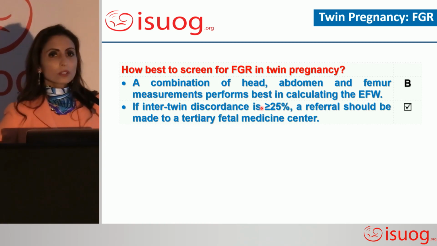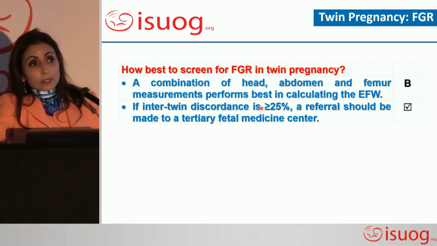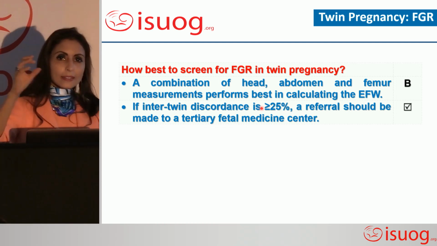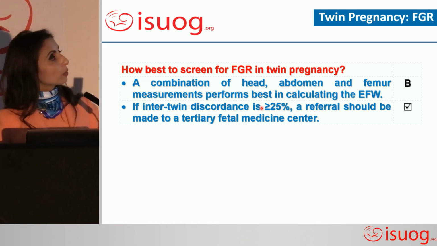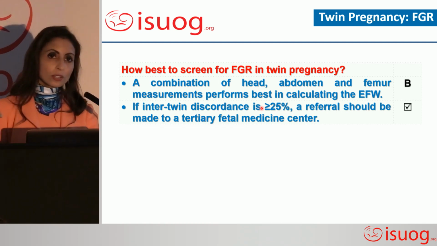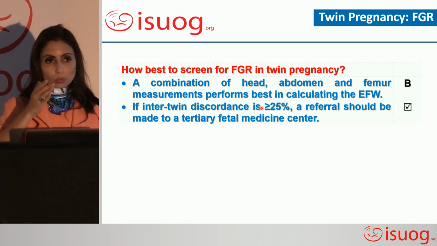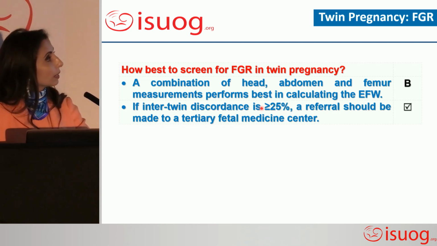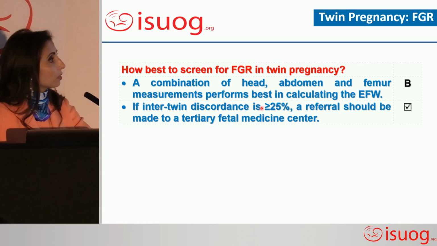And we also said, well, when you assess the biometry in twins, should we just maybe do the abdominal circumference? Is that better than estimated fetal weight, or just the head and the abdomen, or the head and the femur? And again, we said when you look at all the published data, you need to use a formula to calculate the estimated fetal weight that includes 2 or more fetal biometry measurements. So ideally, formulas that have the head, abdomen, and femur would have a better or more accurate calculation of the estimated fetal weight.